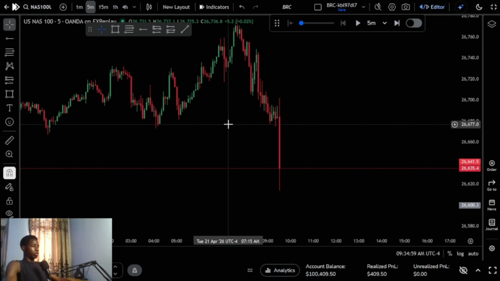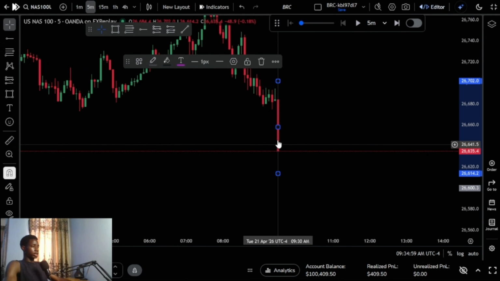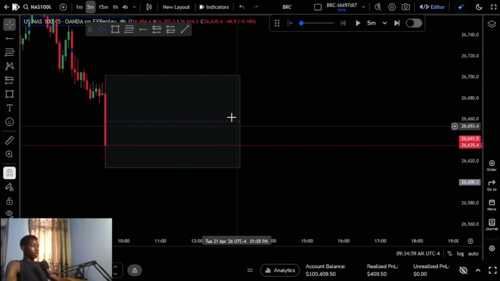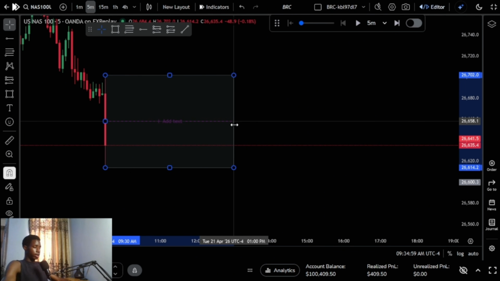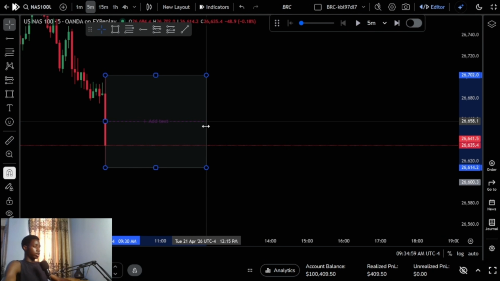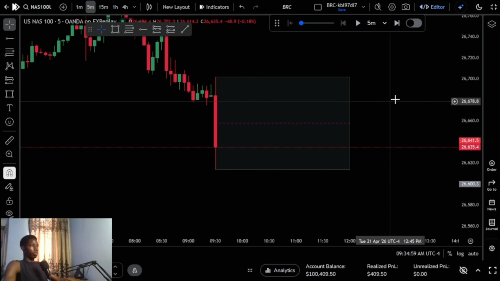So the 5-minute candle opens right there. All I'm doing is marking out the high and the low of this candle, and I'm extending it to 12 p.m. because my trading window is from 9:30 a.m. to 12 p.m. If I don't see any trades from there, I just call it a day. Now we have the high and we have the low, and we also have our midpoint.